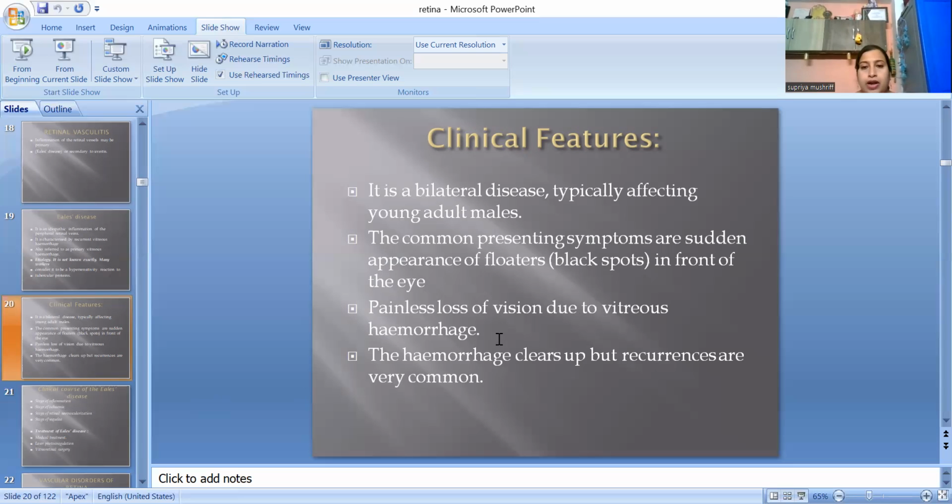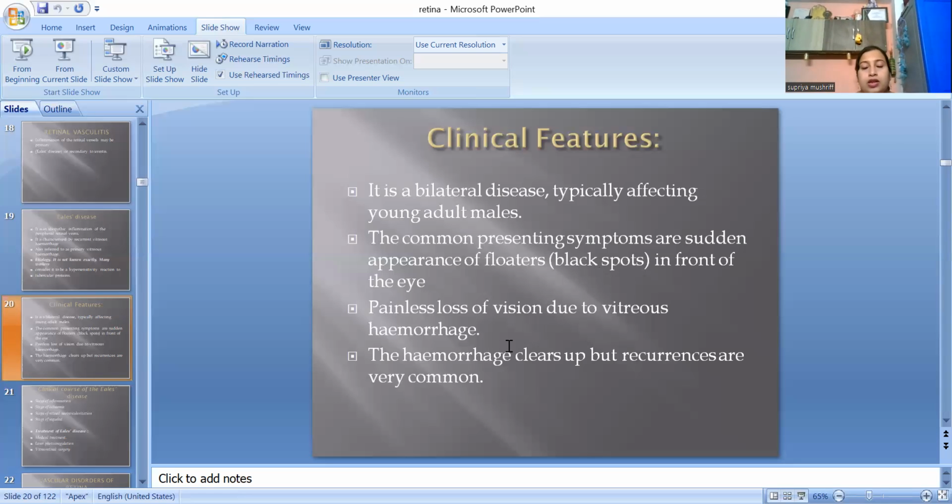Whenever vitreous hemorrhage is mild, it will appear as black floaters or black spots in front of the eye. But whenever vitreous hemorrhage is gross, it will appear as painless loss of vision. So it depends on the severity of vitreous hemorrhage. If it is mild, it will appear as black spots or floaters, and if the vitreous hemorrhage is severe, it will appear as painless loss of vision. The hemorrhage clears up, but recurrences are very common.